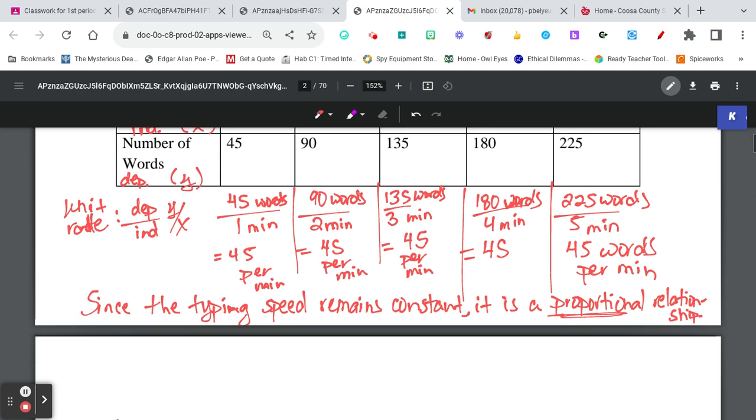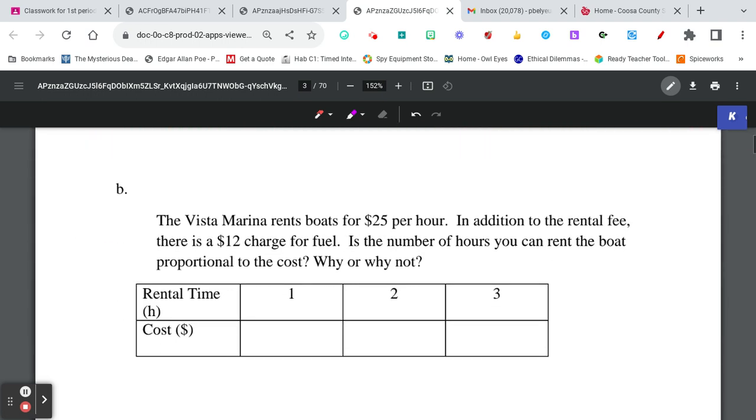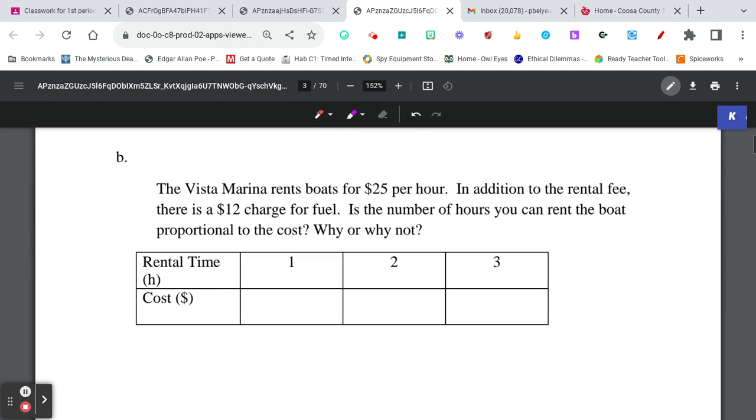Everybody got it? And when I say it, I'm talking about the relationship between the number of words and the number of what? Minutes. Yes, very good. All right, everybody got it? So we're going to fill this table in, and then we're going to see if it's proportional, okay?